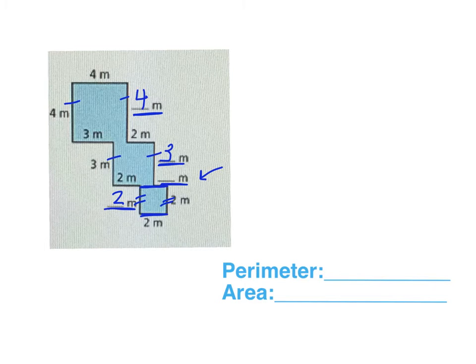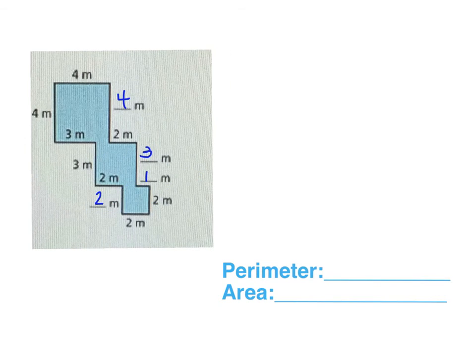Knowing that, this looks a lot like a square to me, and squares have 4 equal congruent sides. So if 2 meters are on every one of the other sides, this top one must be 2 meters, but I'm missing 1 meter of it. So this part right here would be 1 meter. Now that I've found all of my sides, I need to add them up.